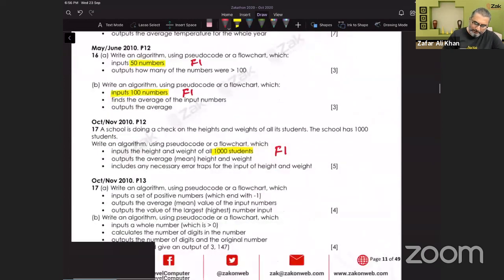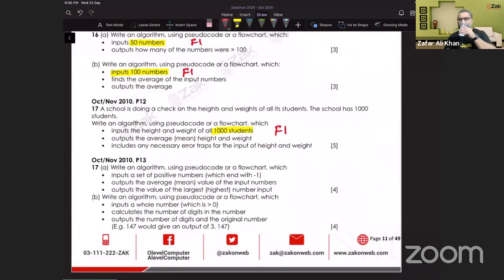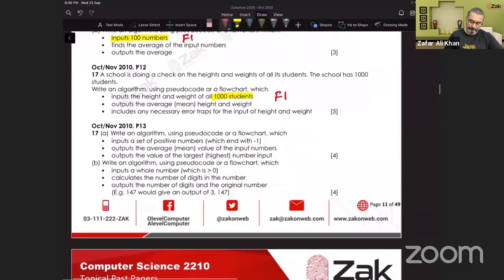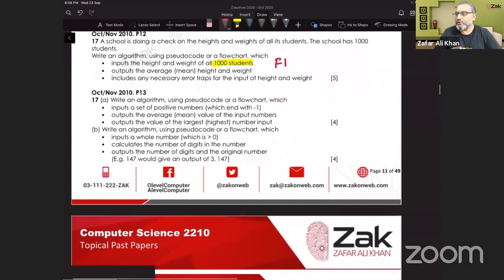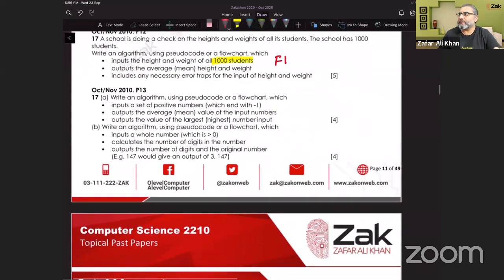Now look at this particular question. Write an algorithm using pseudocode or flowchart.